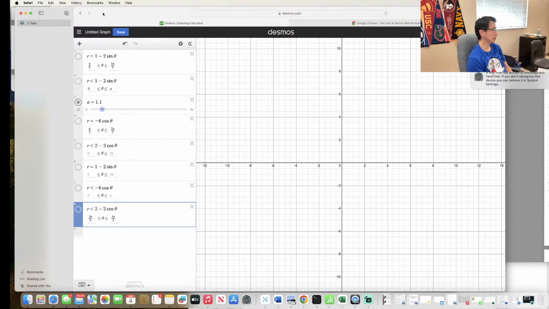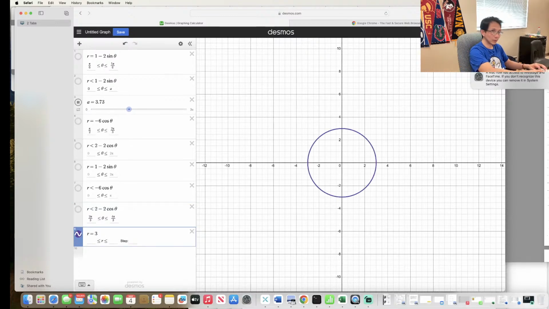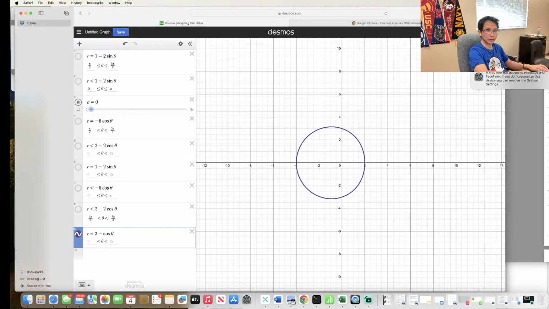Okay, for number three, how do you find the bounds? Well, I don't know what the question is. What was the question? R equals 3 minus 2 sine theta minus 2 cosine theta. That shows you the bounds.